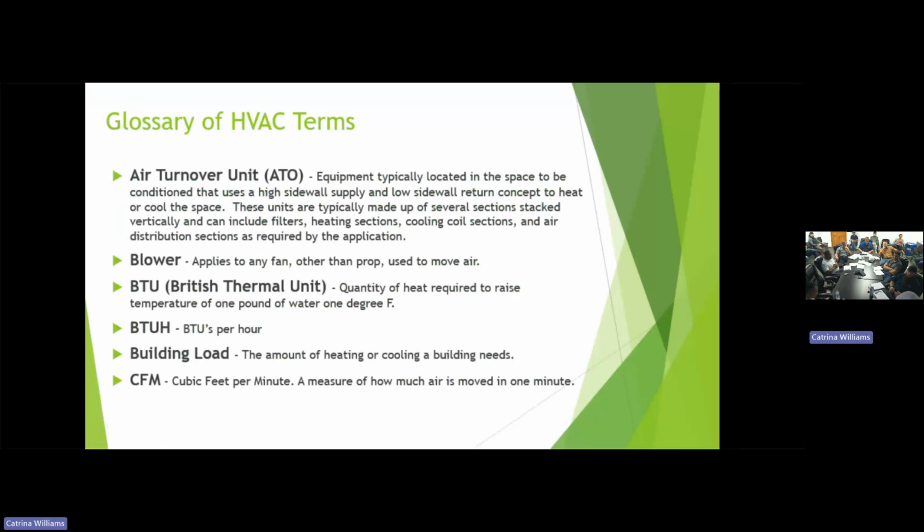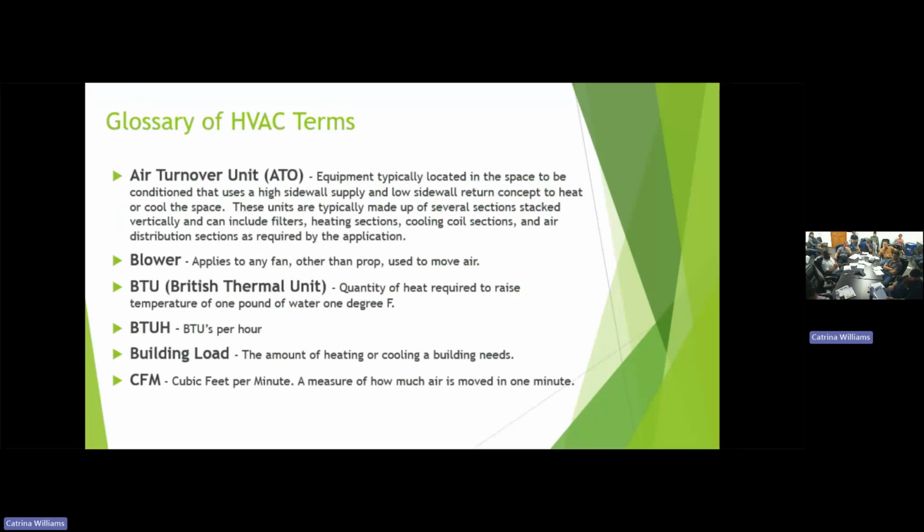I'm sorry. I was just saying, you may hear us talk about some of these, and a good one is air turnover, or ATO. So if you hear a conversation or you're involved in one, you can at least go back to this list and say, what the heck are they talking about?